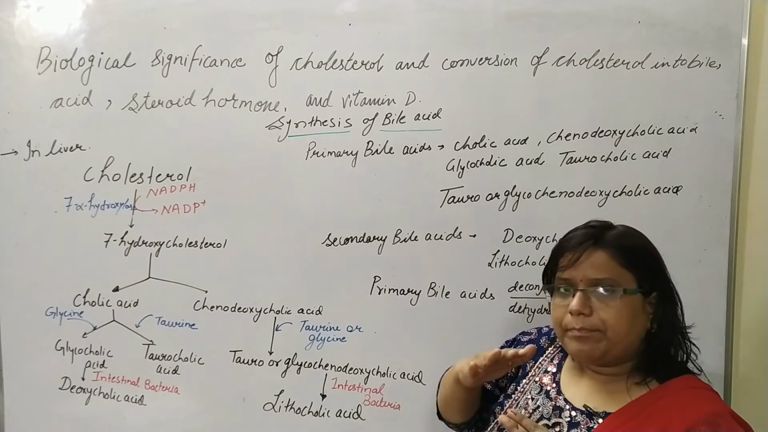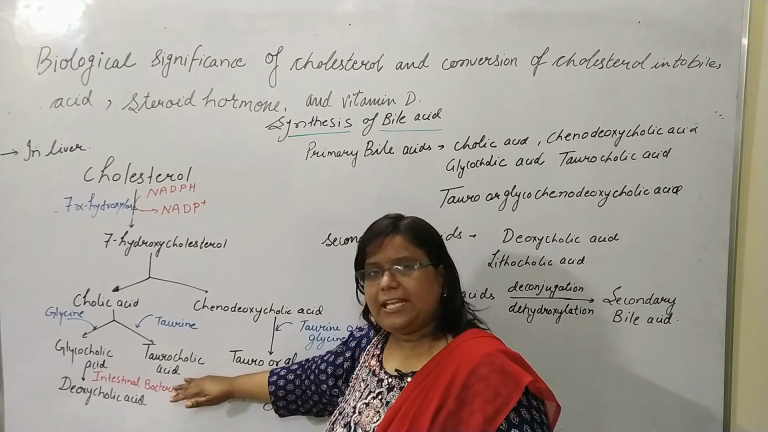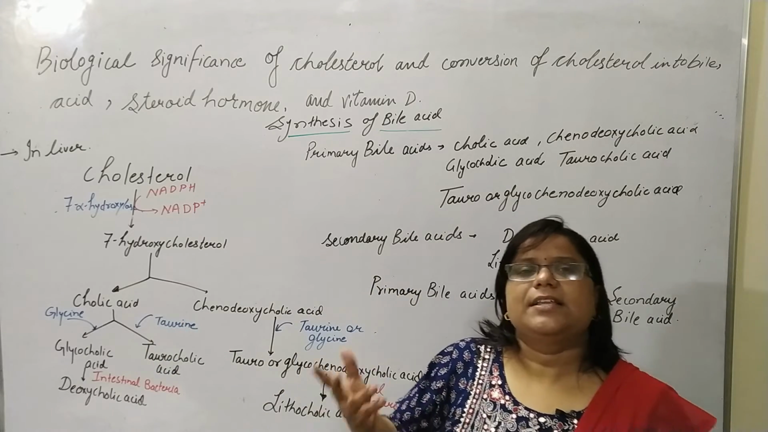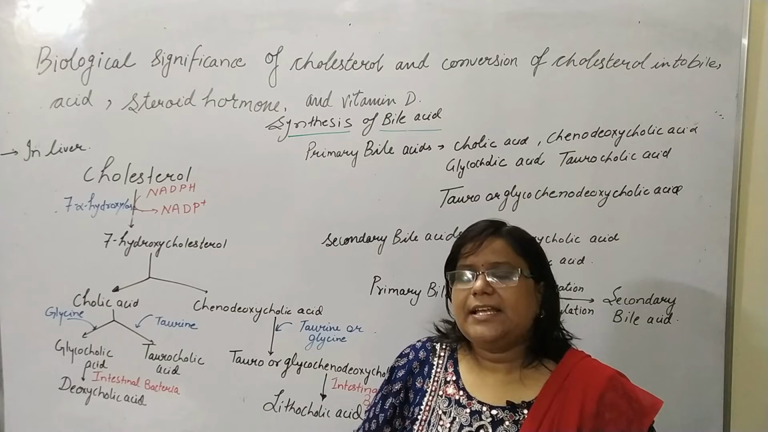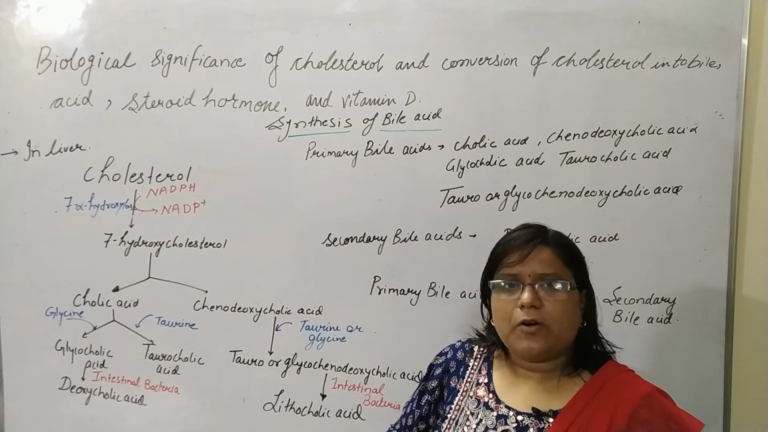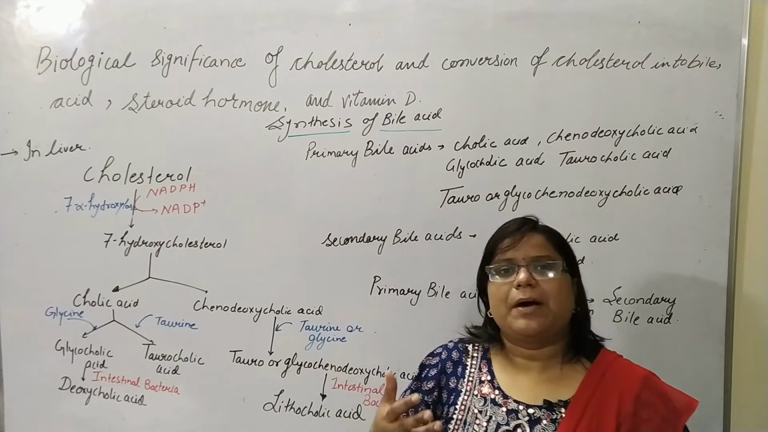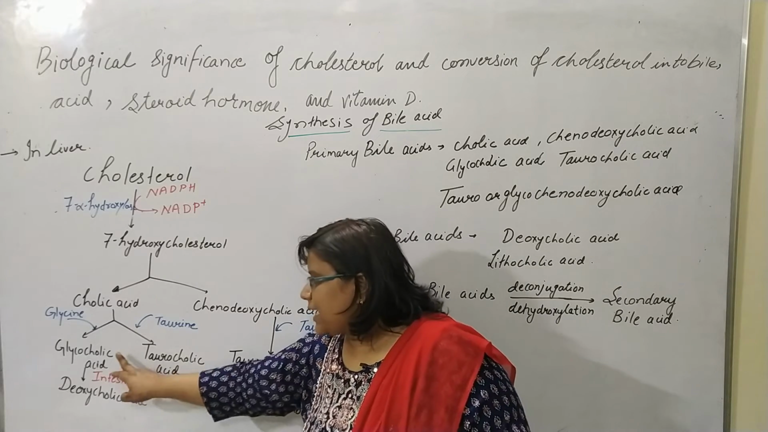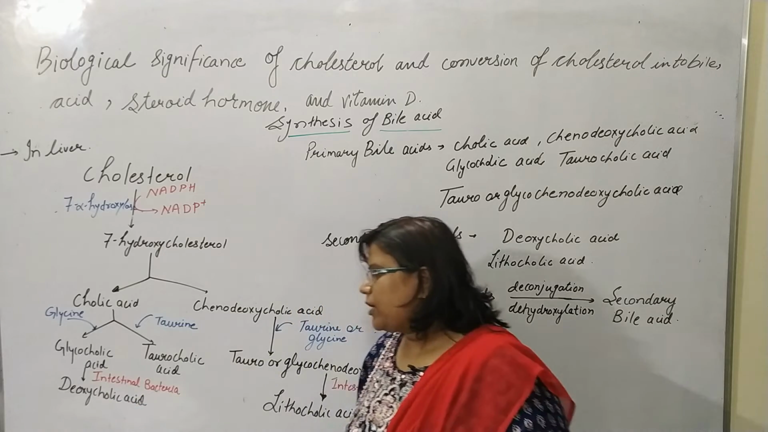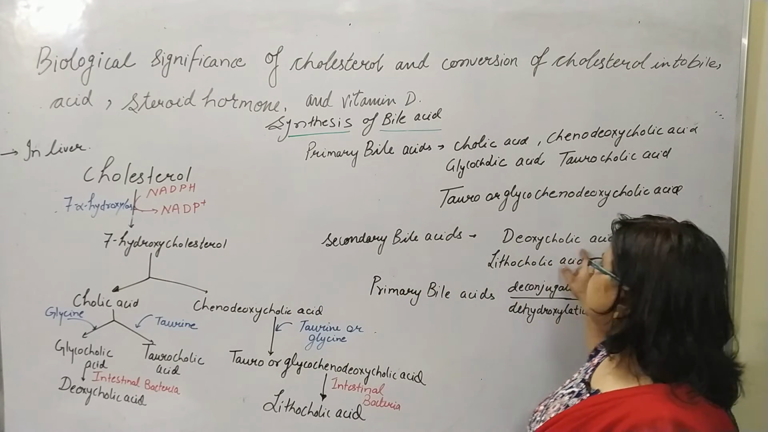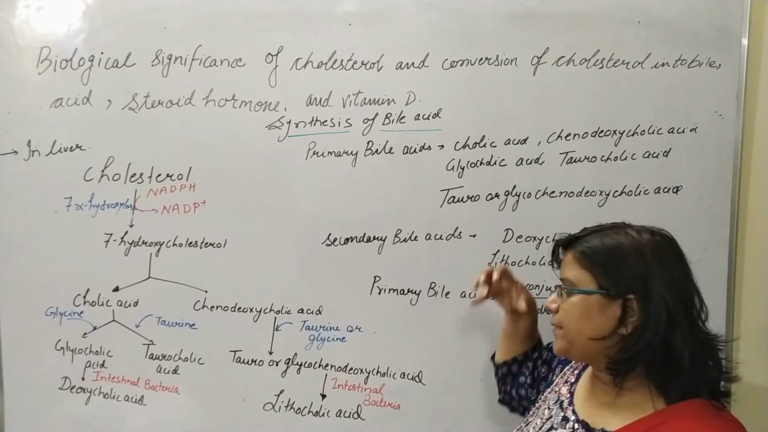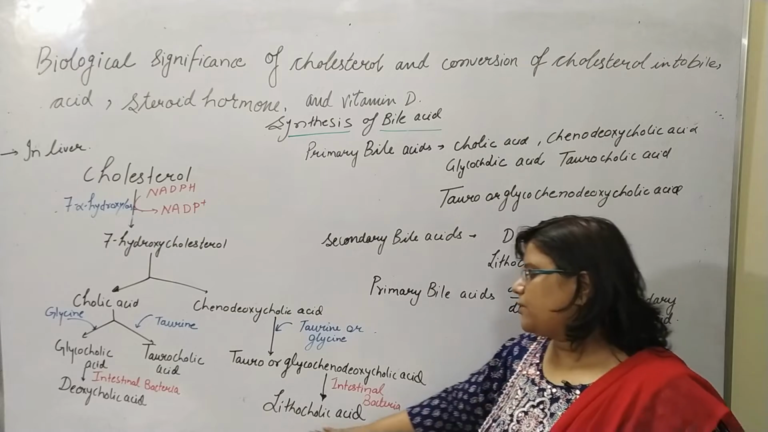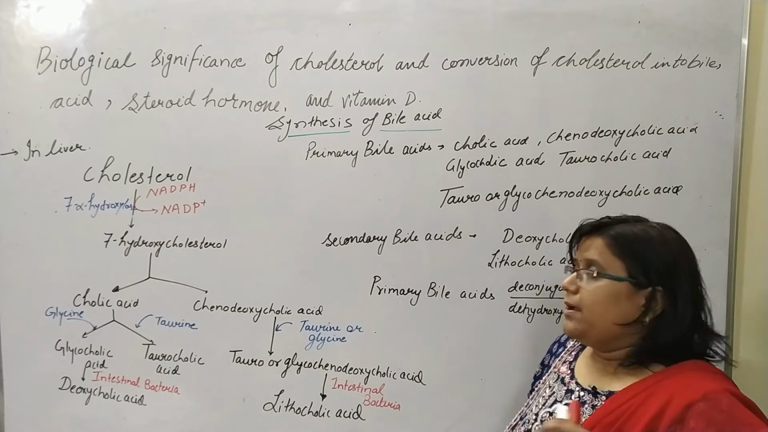Now this part is completed in the liver, but after this the next part goes towards the intestine, and the intestinal bacteria will work on this and convert it into the secondary bile acid. Here the glycocholic acid is converted into the deoxycholic acid, and this deoxycholic acid is an example of secondary bile acid, and tauro or glycochenodeoxycholic acid is converted into the lithocholic acid.